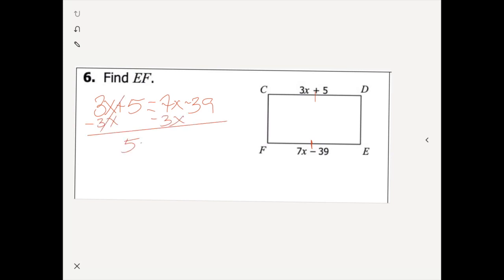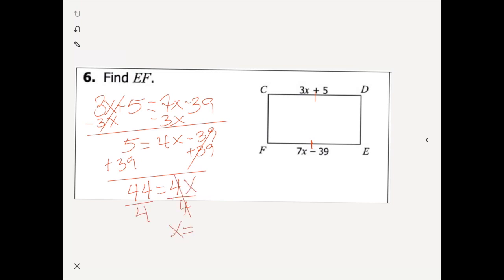I got 5 is equal to 4x minus 39. Let's add 39 to both sides. That cancels. I have 44 is equal to 4x. Now if I divide by 4, we have x is 11.